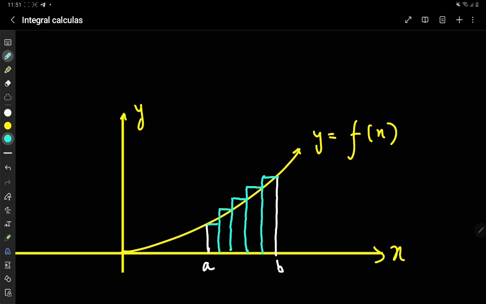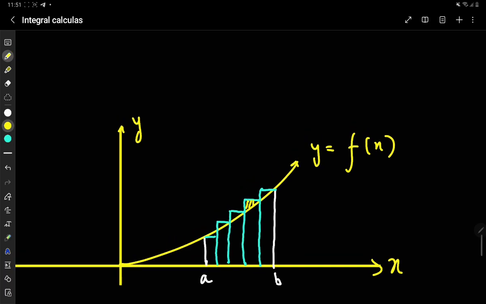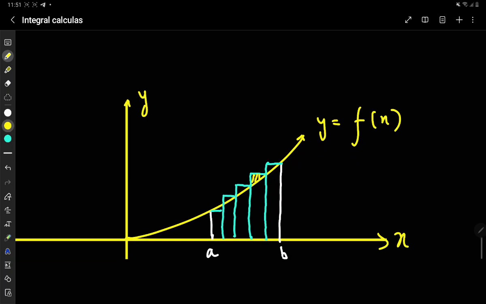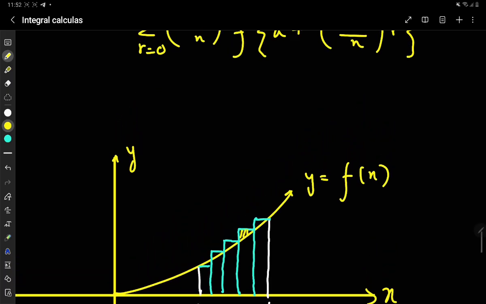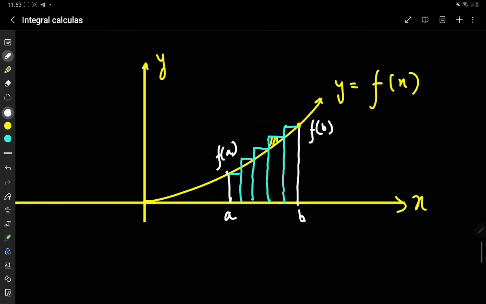Once again, you'll see that I am left with 5 rectangles, so 1 2 3 4 5, and this time we get an excess of area. So once again, this is also another approximation. From here you can say that this is f of a, if this is f of b, basically f of b, and this is f of a, right? Okay, so I made a small mistake here. This strand won't be from this space, rather it will be from here.